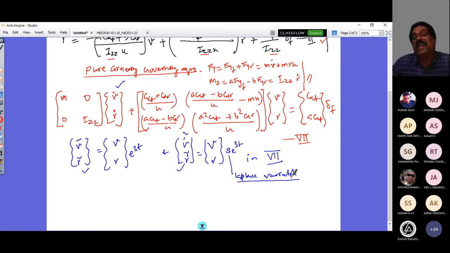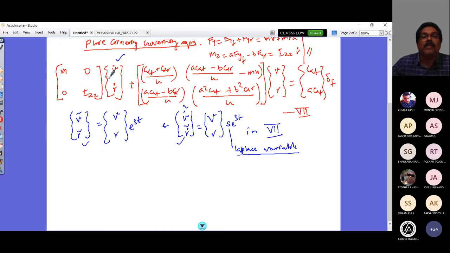I'm not taking a Laplace transform. I'm representing my trial solution of this differential equation by this exponential function, where S is called a Laplace variable. In the Laplace plane, you would represent your transfer function, and that gives something called a characteristic equation. In stability analysis, we get what is called a characteristic polynomial. We'll see that now. So this S is the Laplace variable, and this substitution would change equation 7 into this form. I'm just going to write it.